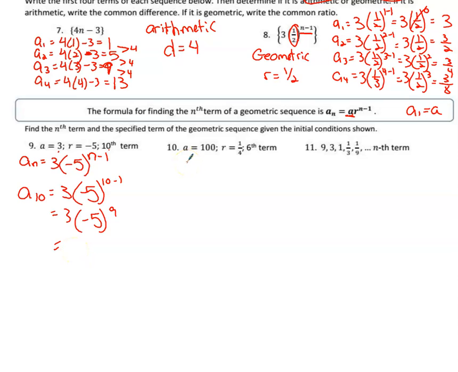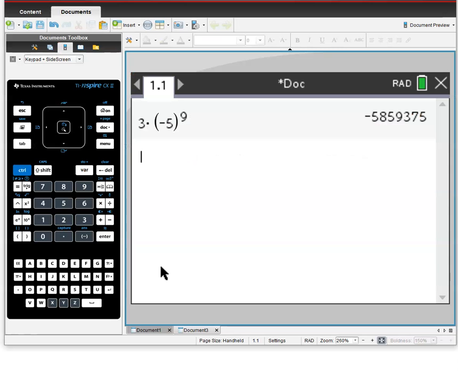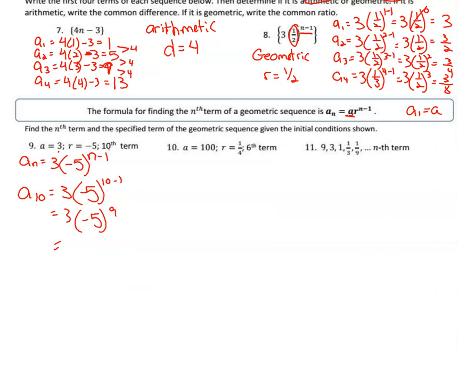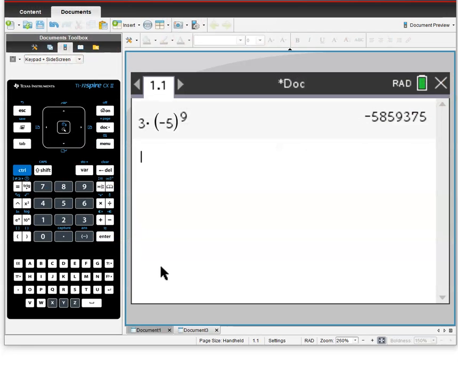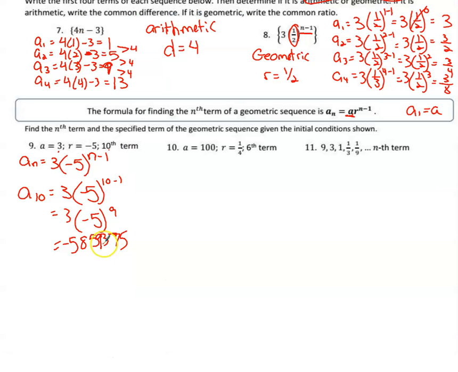To get number 10, oh, should I go ahead and be nice and write it for you? Negative 5859375. And that was it. So I'm double checking myself here. So yep, negative 5,859,375 is your answer. So number 10.